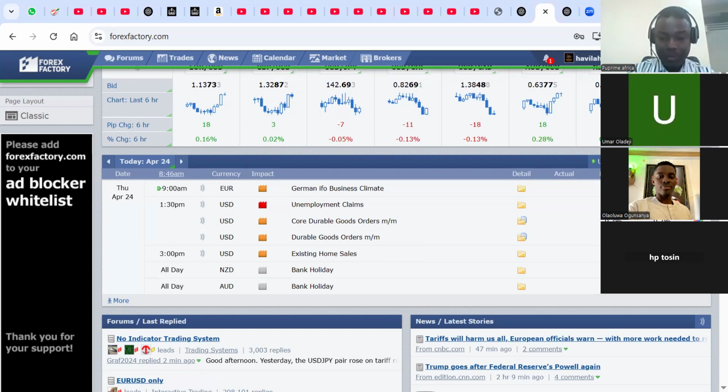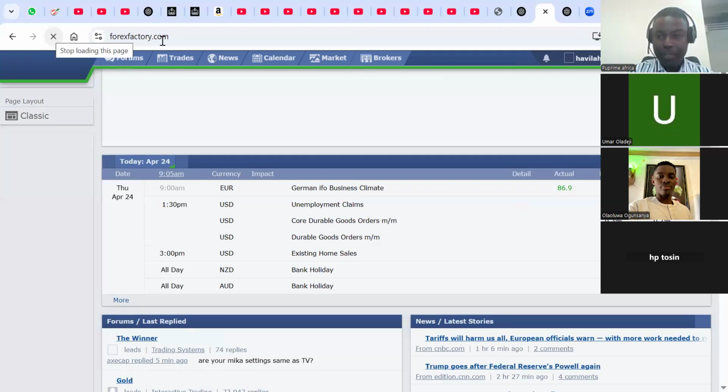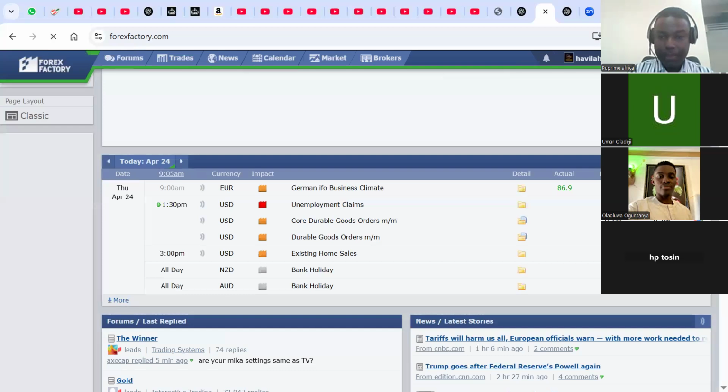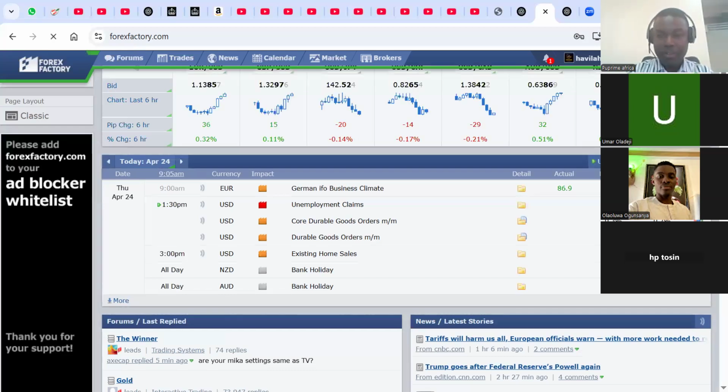Though by 9 a.m., okay, exactly, it's 9:04 now, German IFO business climate has been released from the Eurozone. It's a medium impact event, not really expected to have much impact on the market. All right, the data came out good for the euro, so there could be some very slight movement in the euro pairs, but that's already a past event.